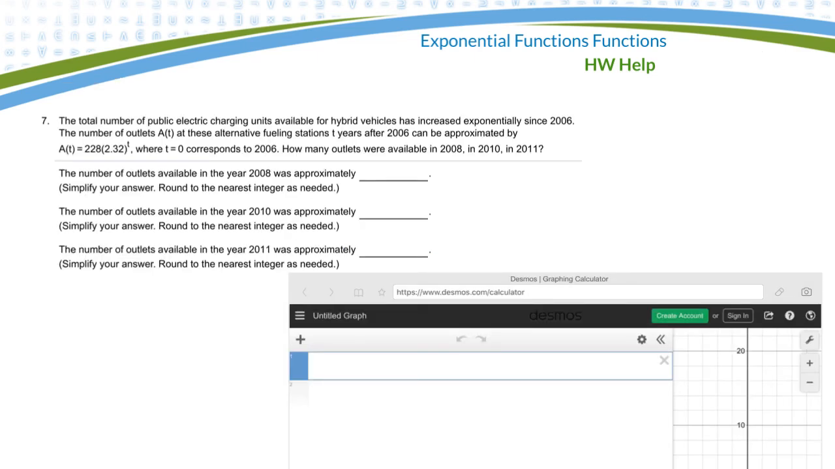All right, next question, similar kind of thing. So here's the formula, and they say T is 0 is 2006. So they say how many outlets in 2008, so that's 2 years after that. So T would be equal to 2. So you'd plug in your numbers. A of 2 is equal to 228, 2.32 to the 2. Figure that out on your calculator. 2010 would be 4 years. 2011, what's that? 5 years. Okay, so you just plug them in. I'm not going to plug them in. You can do that.